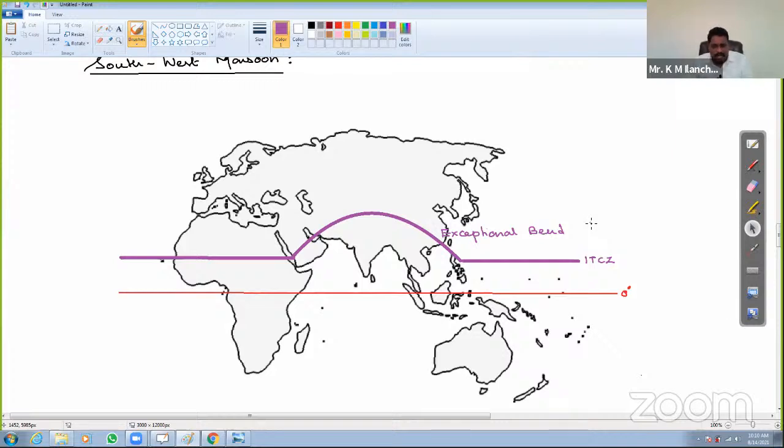Now comes the question about ITCZ. Let me ask you this question, my friend. What are the different winds that converge at ITCZ? ITCZ itself is the place where winds converge with each other. I just want to know what are the different winds that are actually converging at ITCZ.